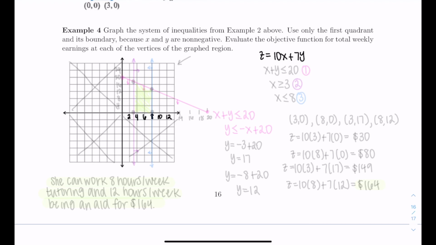And let's go ahead and write down all the constraints. X plus y was less than or equal to 20 was one of them. X is greater than or equal to 3 was another. And x is less than or equal to 8 was the last one. So I'm going to number these so you can see where they're at on the graph.